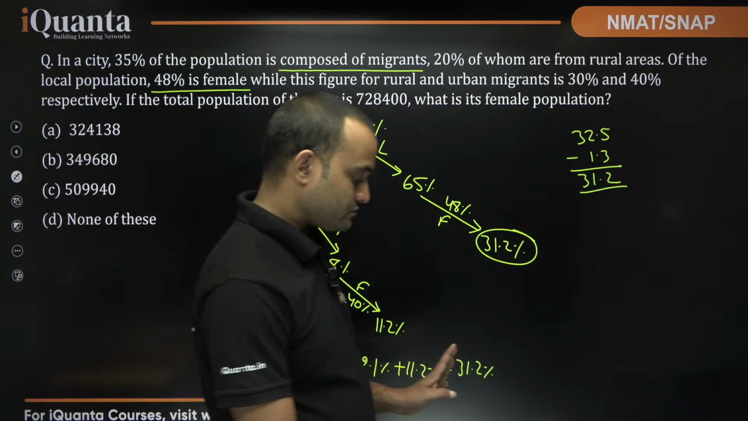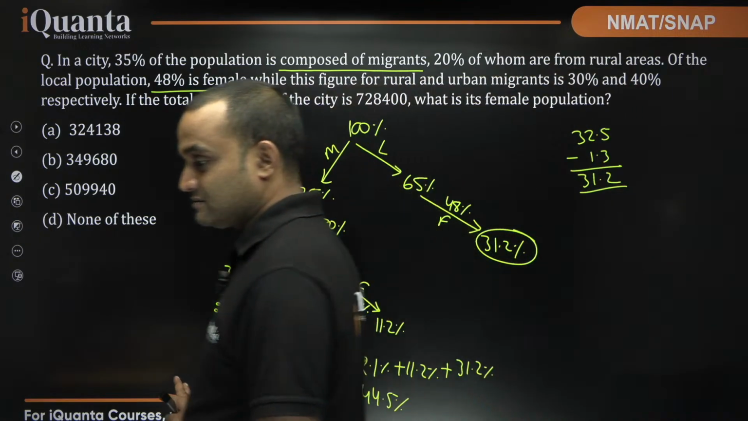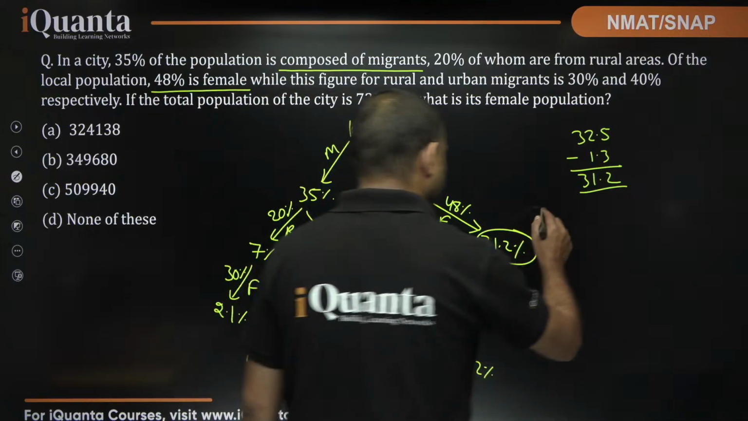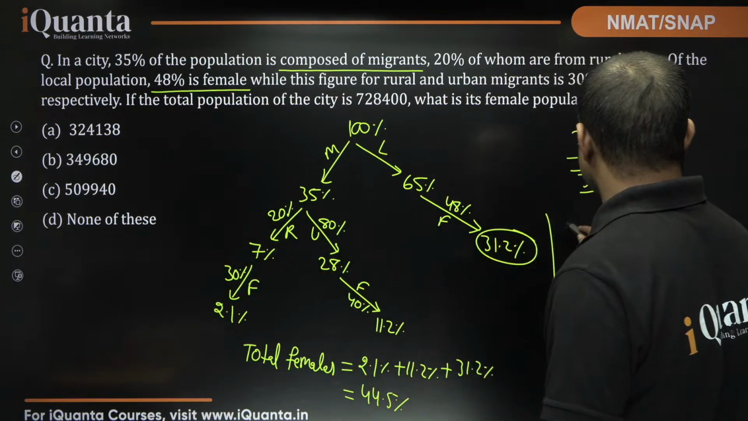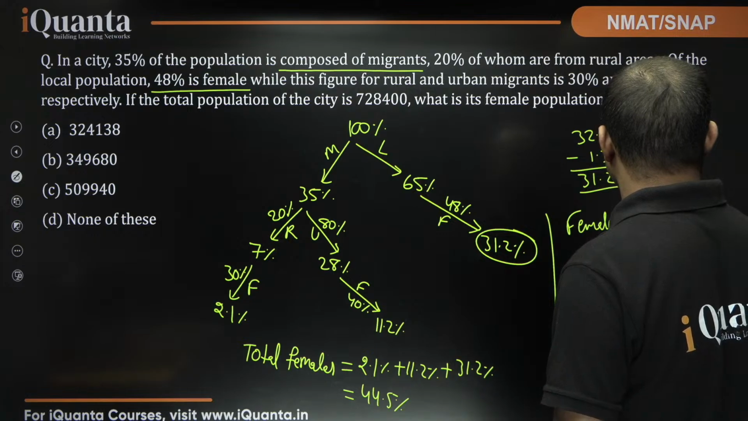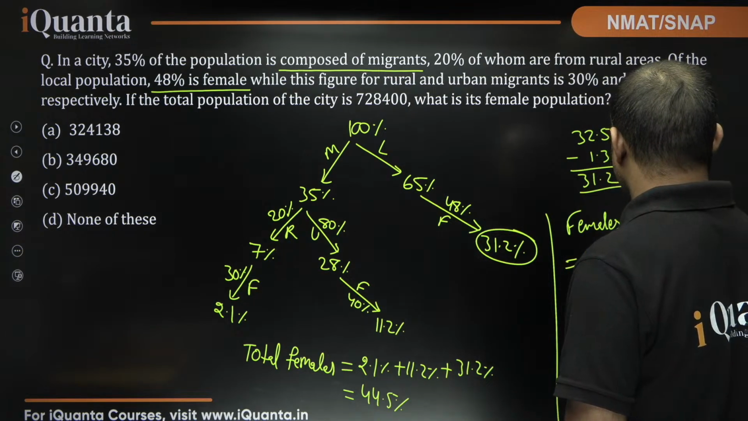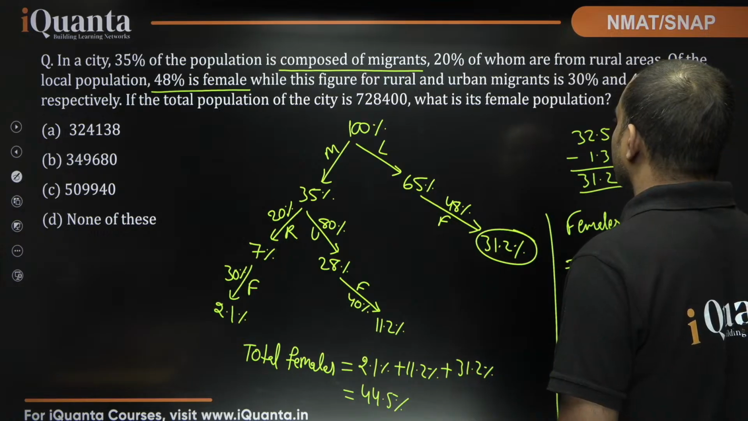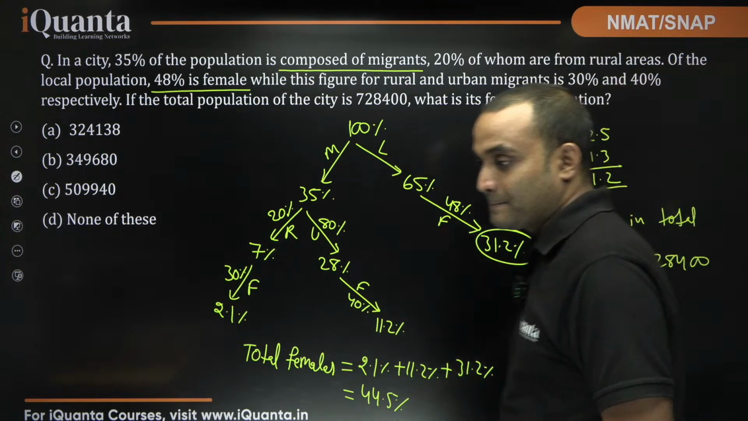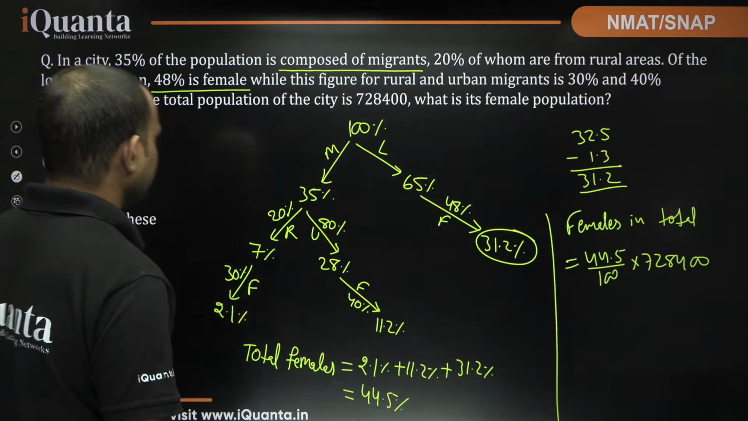बताओ, यहाँ तक क्लियर है? ऑप्शन ए इज नॉट करेक्ट, यही आ रहा है क्या वैल्यू? बताओ. So we need to find females in total will be equal to 44.5 upon 100 into 728400. क्या आ रहा है? बताओ, यही आ रहा है क्या?